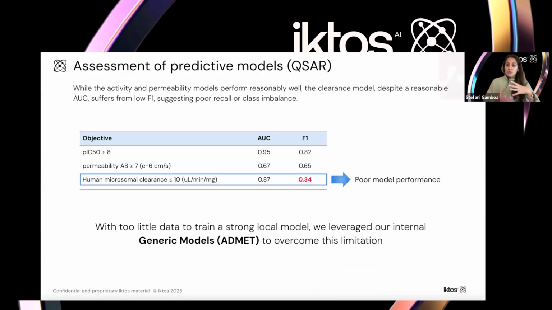However, clearance is a different story because even though the AUC looks fine, the F1 score is very low, which tells us that the model really struggled with recall and/or maybe suffered from class imbalance. So since we don't have enough quality data to create the local models with clearance, we'll need to rely on our internal generic ADME models to compensate for this limitation.